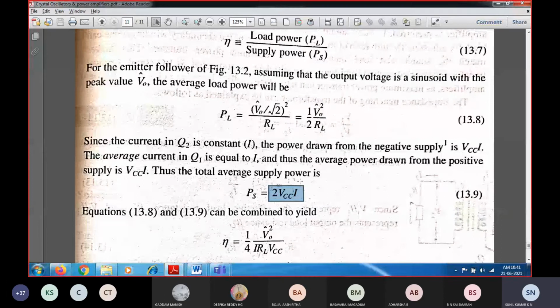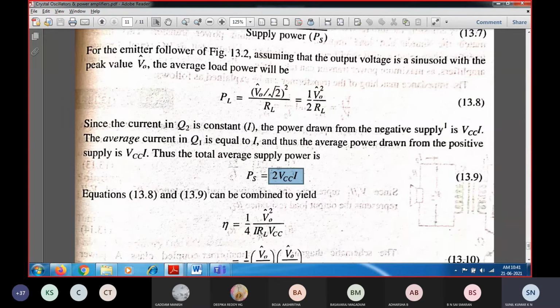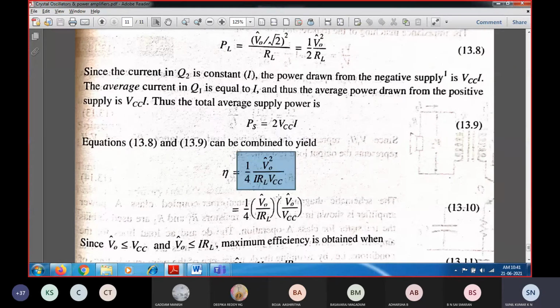So this gives the power conversion efficiency: V0 square divided by RL, and 2RL. So V0 square divided by 2RL, divided by 2 times VCC into I. So you will be getting this as a circuit: 1 by 4 into V0 square, V0 divided by I into RL. So V0 divided by VCC.